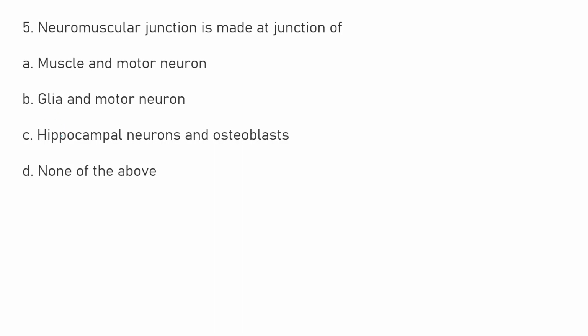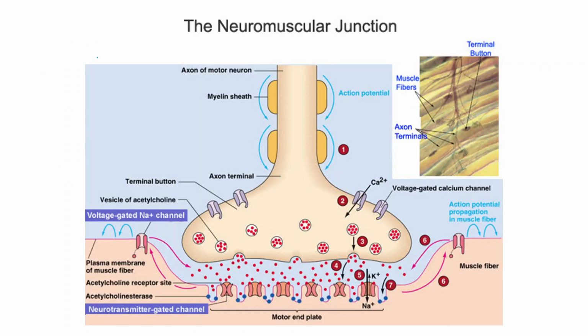So those who have answered option A are correct. The neuromuscular junction is basically made at the junction of muscle and motor neuron. It's clear from the name itself, neuromuscular, right? So it will be a junction between a neuron and a muscle. This is how a neuromuscular junction looks. So what is a neuromuscular junction?